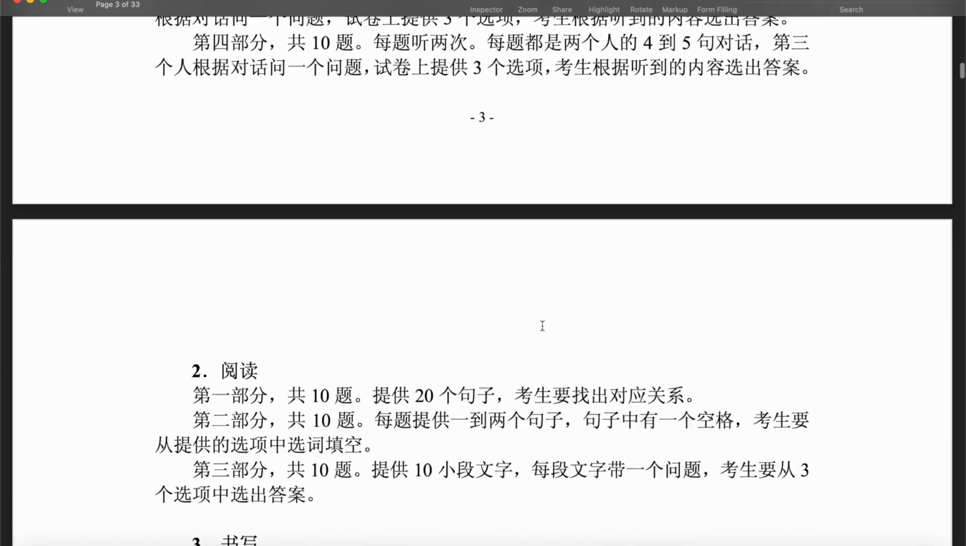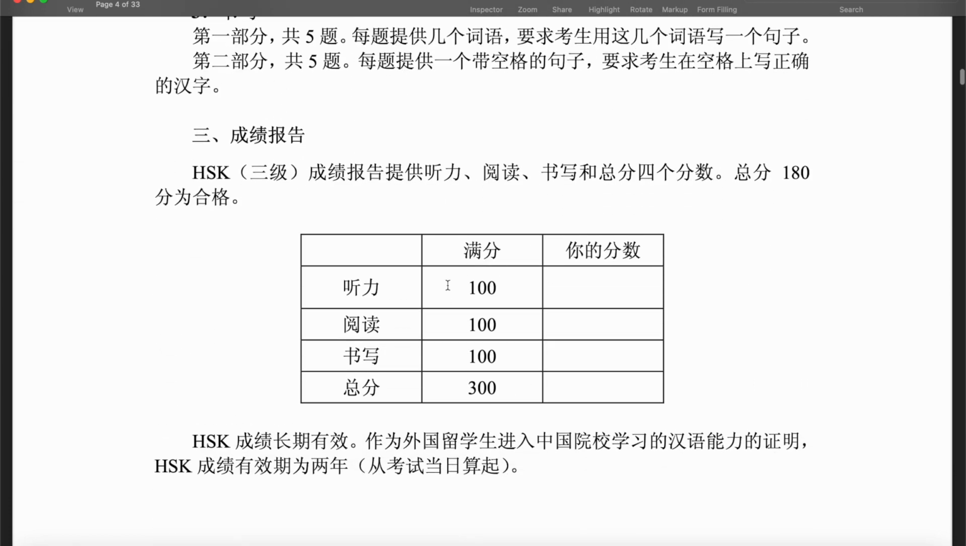Okay, so now we understand how the marks are divided into different sections. Here the passing mark is 180. So out of 300, if someone scores 180 marks, that is qualified for HSK level 3 certification. Okay, so till now I think it's clear, but if you have any doubts, please put your doubts in the comment section. I'll definitely try to solve that.